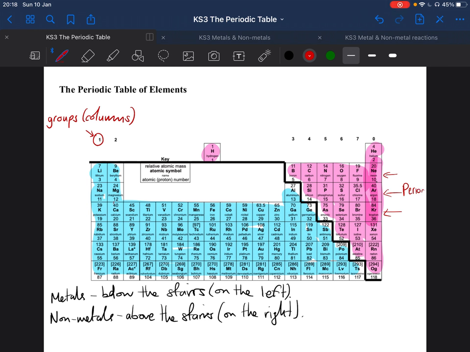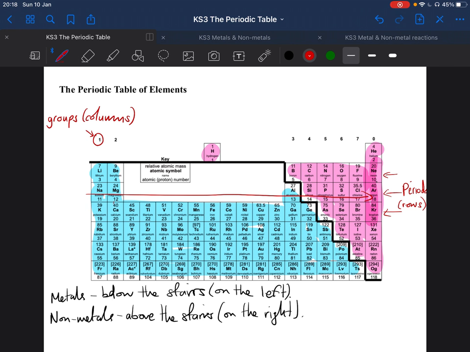We also have these here, our periods, which are our rows on the periodic table. And once again, there are patterns in these rows. So we see how melting points and boiling points change if we move across our periodic table like that. We can also see a difference in the size of the atom or the atomic radius.